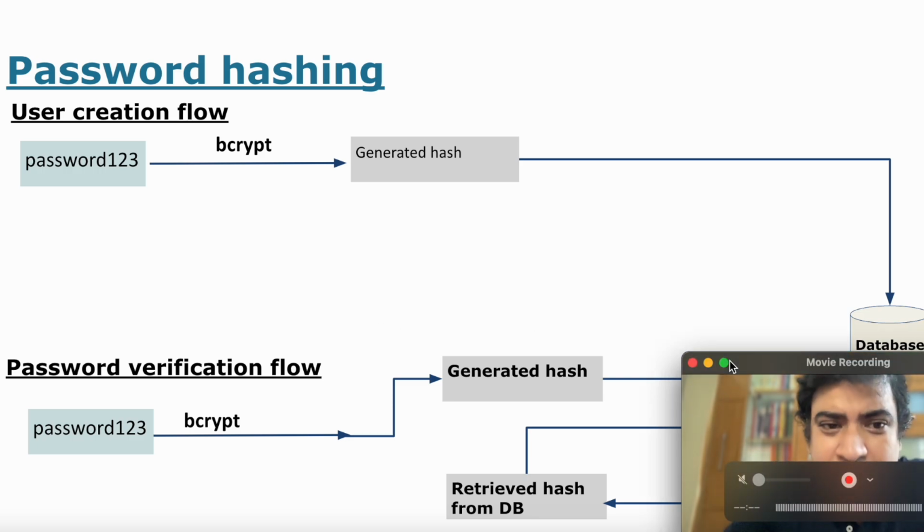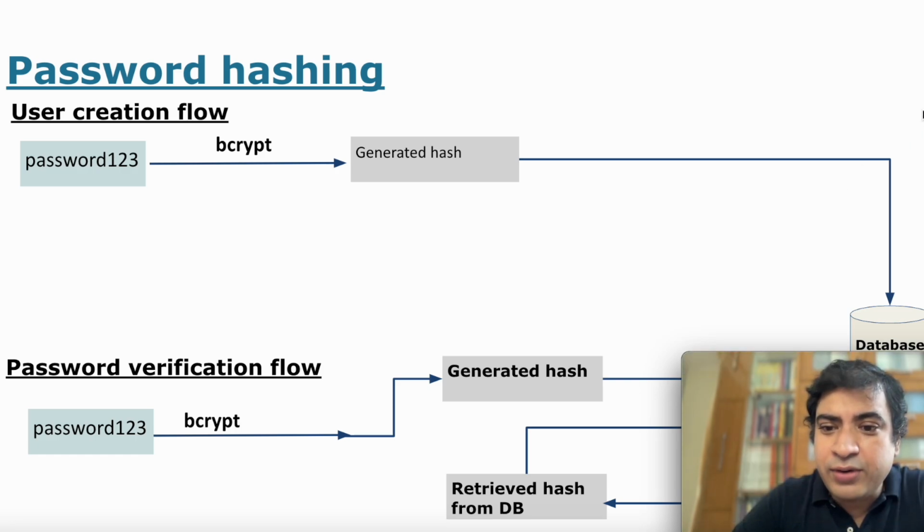During user creation, the most important thing is how we are going to store the password. The password is neither stored in clean text or plain text, nor is the password encrypted. Rather, a hash of the password is generated using one of the hashing algorithms, where Bcrypt is the most prevalent and most used hashing algorithm. With the Bcrypt algorithm, the password is hashed and the generated hash is stored in the database.